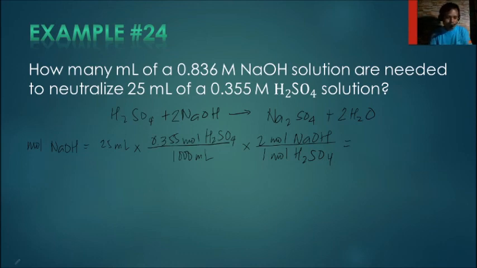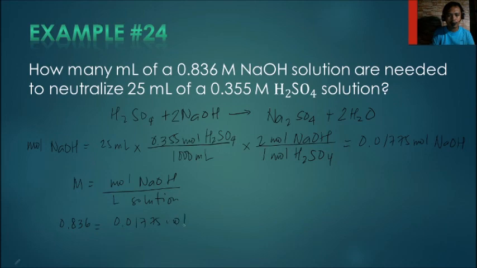So you will get 0.01775 moles of sodium hydroxide. And using the formula of molarity, pwede na natin malaman kung ilang liters of solution ang meron dito sa base na ito. So, what we're going to do, 0.836 equals yung mole.